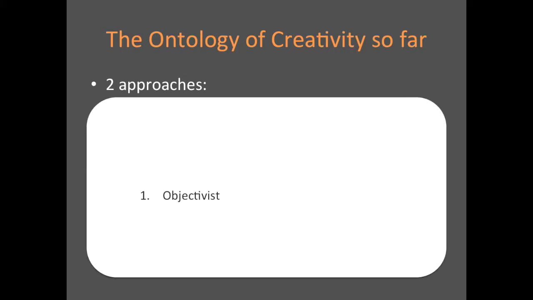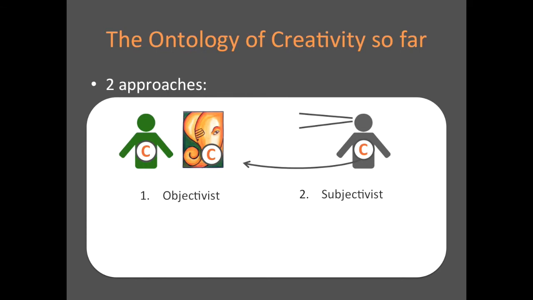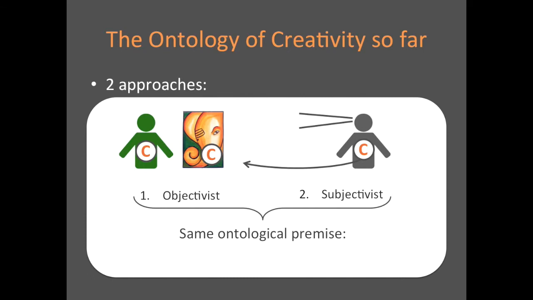First, creativity has been regarded as something that is objective, that is, as something that inherently belongs to certain entities, whether they be individuals or products. Second, creativity has been regarded as something that is ultimately subjective, that is, as something that is attributed to certain entities by those who judge them creative. Now, what's interesting is that these 2 opposite perspectives are based on the same ontological premise, which is that creativity must have a single point of origin. That is, creativity must be either in the entity that is judged creative or in the person who deems it creative.